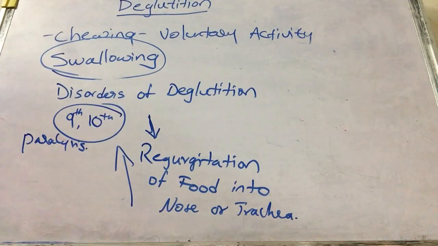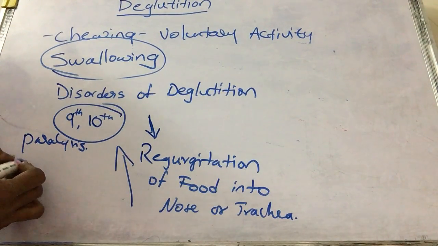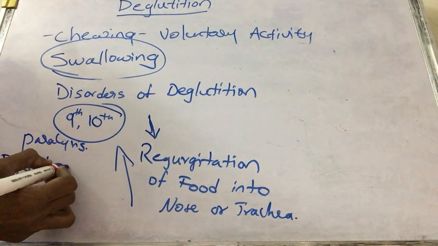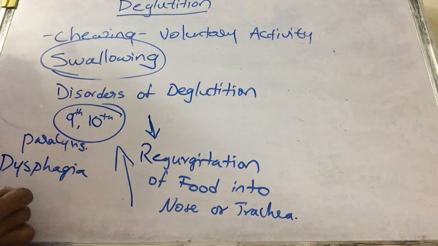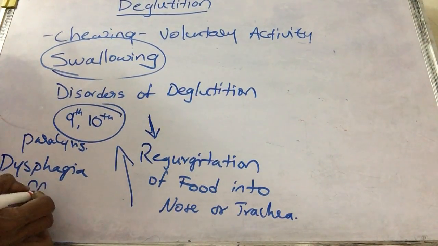And another condition is dysphagia. It is difficulty in swallowing. It can be due to acute or severe pharyngitis, or any acute inflammations in the oral cavity. These conditions will cause difficulty in swallowing. Dysphagia is difficulty in swallowing.